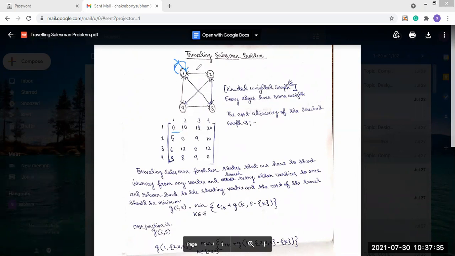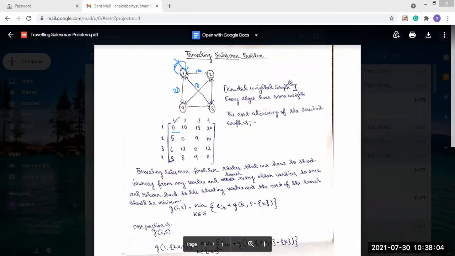From 1 to 2, the value is 10. From 1 to 3, the value is given as 15. From 1 to 4, the value is given as 20.